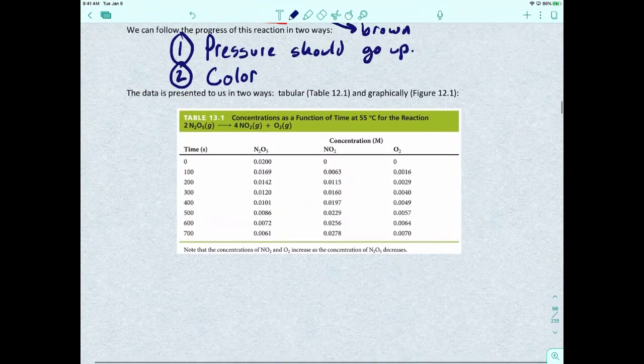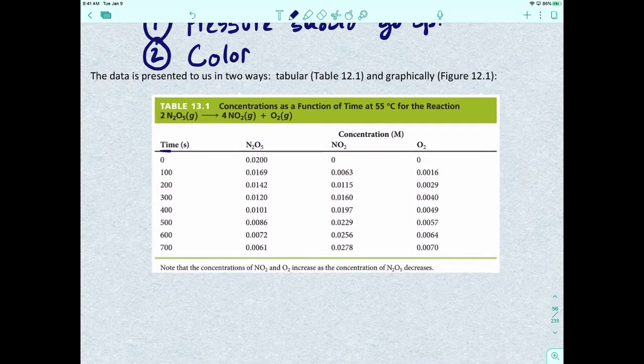Let's go back to this table and take a look at what we got. The first column is our time, measured in seconds. The second column is the concentration of N2O5. Here's your reactant, so I'm going to label that as R. For the NO2, we know that's a product, and O2 is a product, so I'm going to label those as products. Let's see if we can suss out any patterns from this.